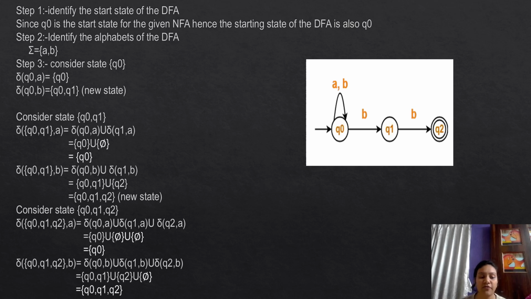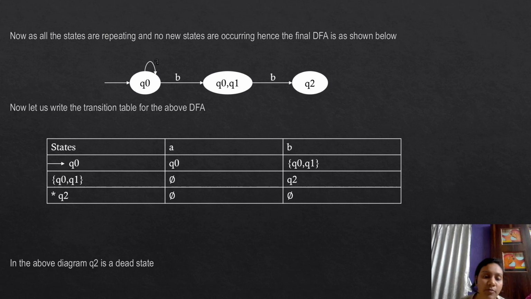On doing the transition function for Q naught, Q1, and Q2 on A, we are again getting Q naught, and for B we are getting again Q naught, Q1, and Q2. Now here, as we can see, all the states are repeating and there are no new states forming. Hence now we are going to be writing the DFA.